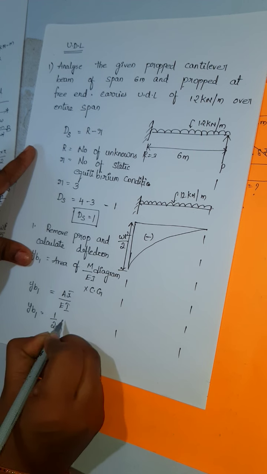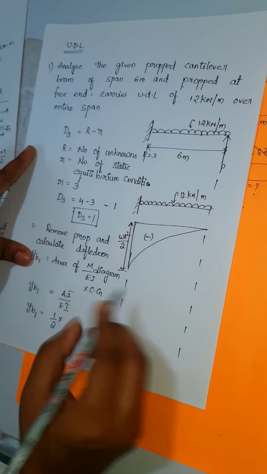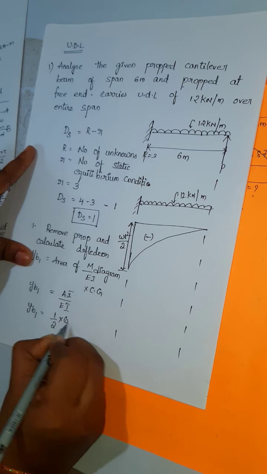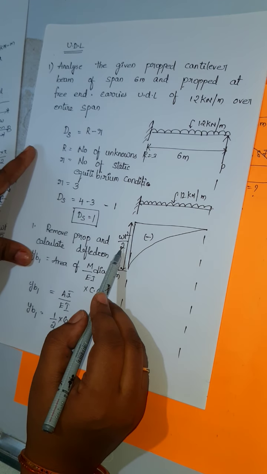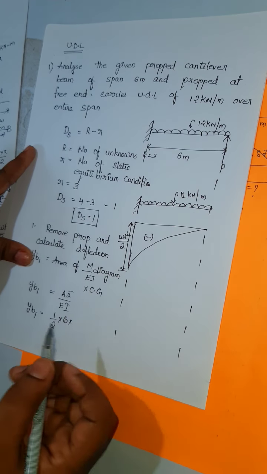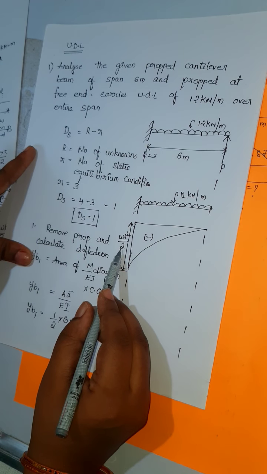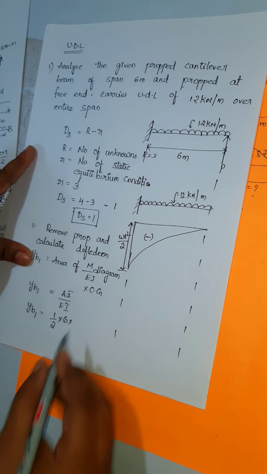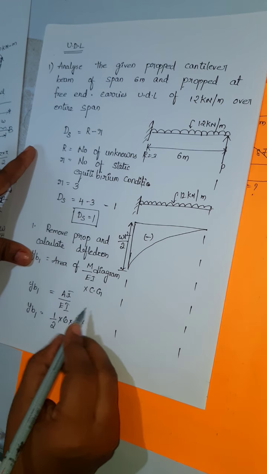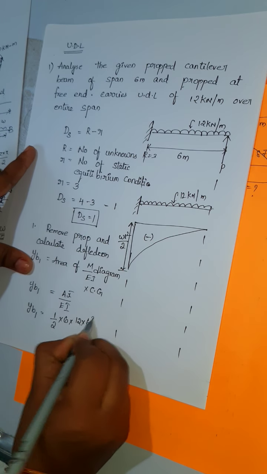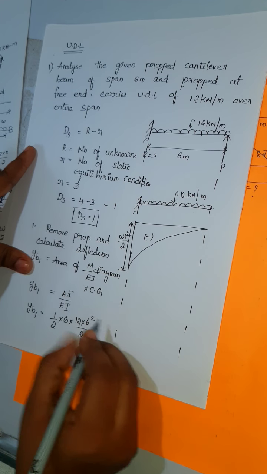Half into, what is the area? Base into height. What is the height? WL square by 2. That means W means how much? 12 into L how much? 6 square by 2 into x bar.